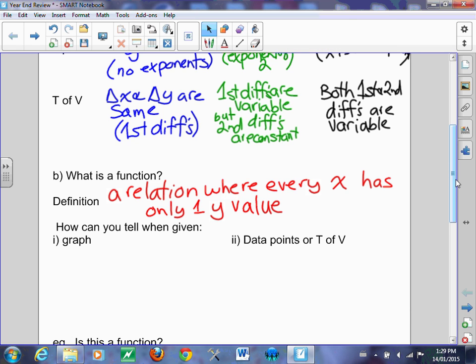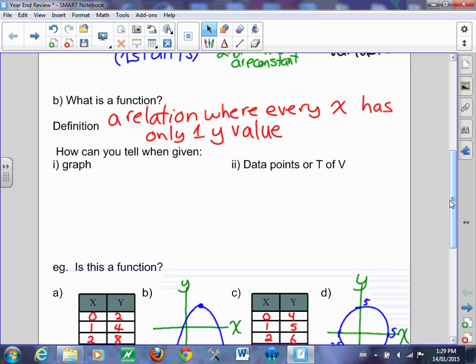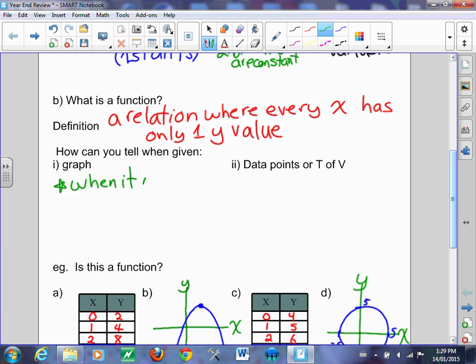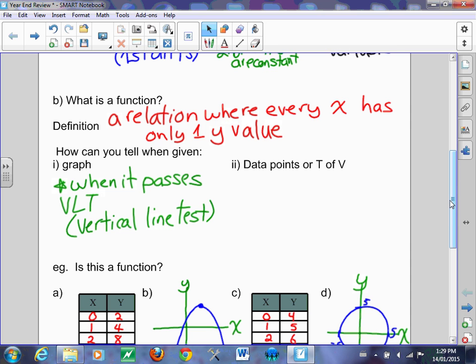Okay, now it says, how can you tell when given a graph? Well, when it passes the vertical line test. Okay, and you can write VLT on your exam, but if you forget the short form, it's called vertical line test. I know it's been a while since we've done this, so we're going to go over it down below. Okay, and if you've got data points or a table of values, just remember the shortcut I told you. Each x has only one y.